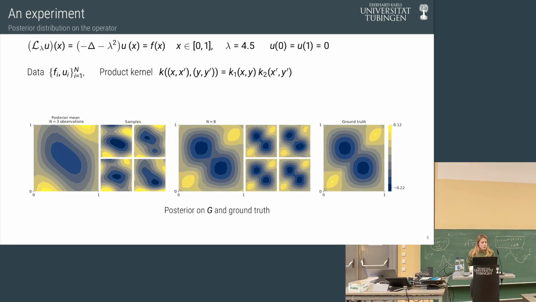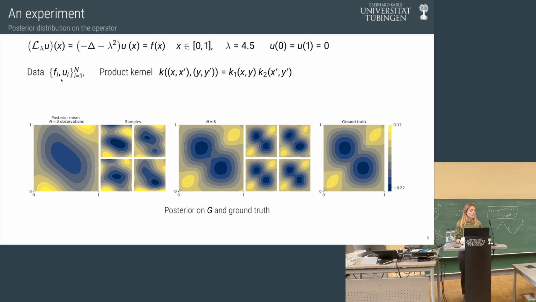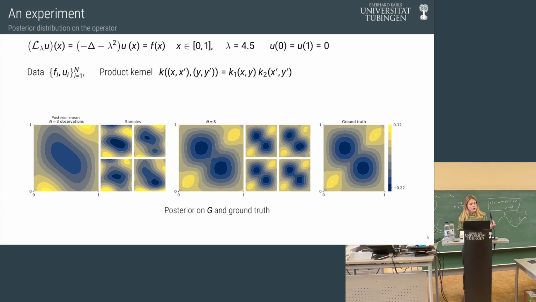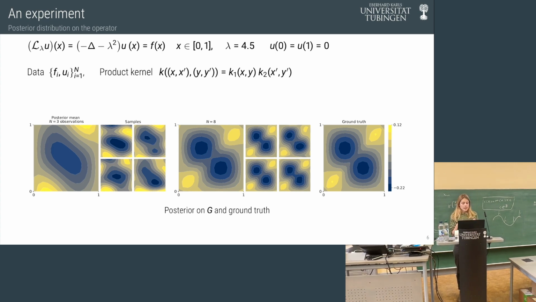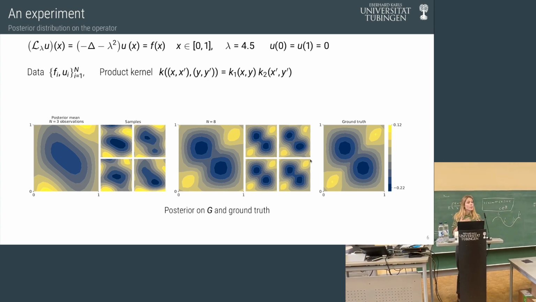So here is an experiment to show this. Let's take again the PDE from before with this differential operator, and let's have a number of observations of right-hand side functions and corresponding solutions. Then we choose a kernel. In this case, I chose a Matern kernel that I can write as a product kernel, because this makes the integrals easier to compute. Maybe I should explain this plot a bit. Through these observations, we want to approximate the Green function.